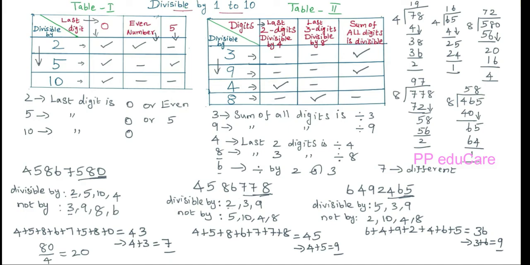Now look at the second example. The second number is divisible by both 2 and 3. So therefore the second number is divisible by 6 also. Now look at the third example. The third number is divisible by 3 but not divisible by 2. So therefore the third number is not divisible by 6. Now we have verified the divisibility rule of the numbers from 1 to 10 except 7.